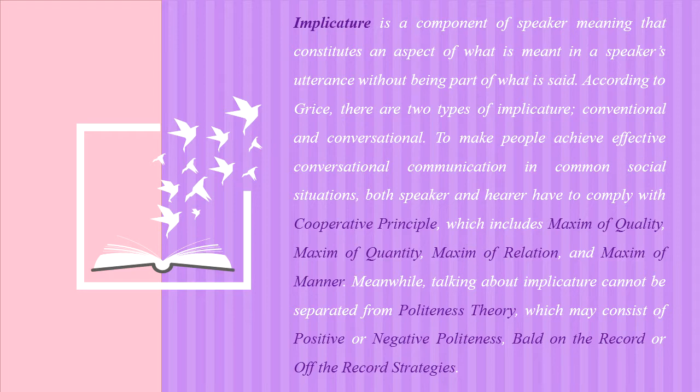Okay, before we start, we will convey some theories about the meaning of implicature and related things. So, implicature is a component of speaker meaning that constitutes an aspect of what is meant in a speaker's utterance without being part of what is said. According to Grice, there are two types of implicature, conventional and conversational. To make people achieve effective conversational communication in common social situations, both speaker and hearer have to comply with the cooperative principle, which includes maxim of quality, maxim of quantity, maxim of relation, and maxim of manner.